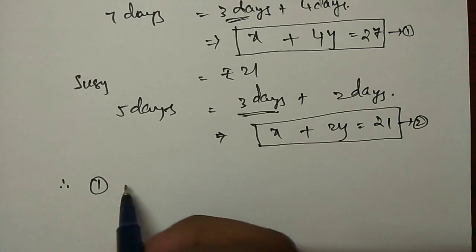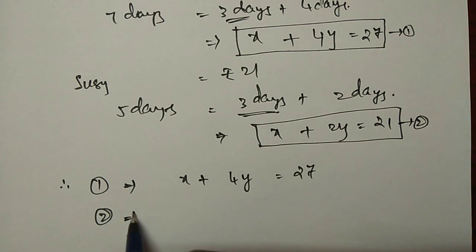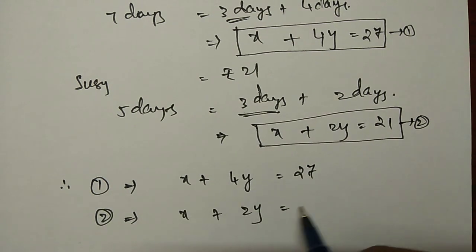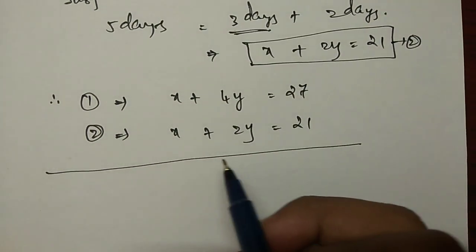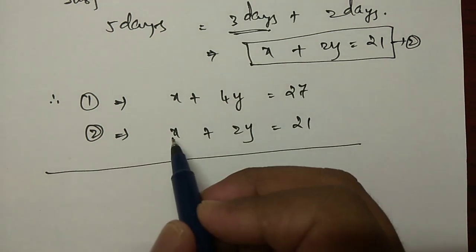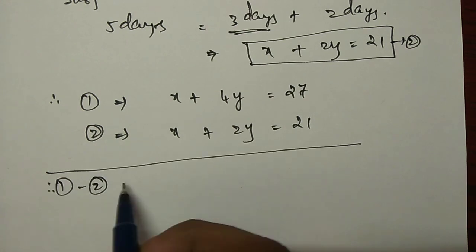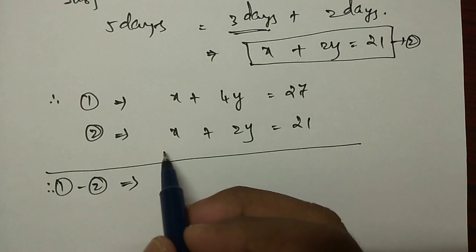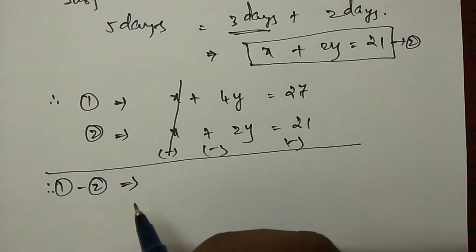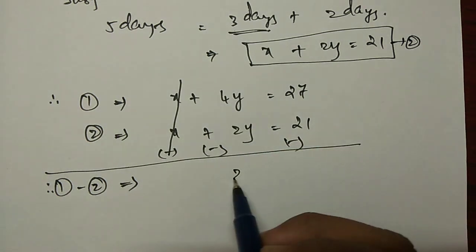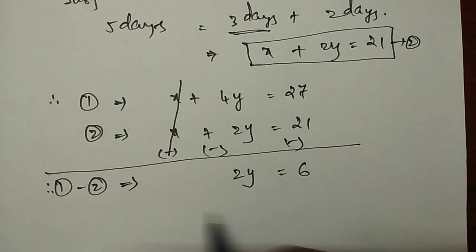Therefore 1 implies x plus 4y equal to 27. 2 implies x plus 2y equal to 21. Using the elimination method, solve these equations. The x coefficients are the same with the same sign, so we should subtract. So 1 minus 2 implies, while subtracting, change the signs of the second expression. Plus x minus x is 0. 4y minus 2y is 2y, equal to 27 minus 21 is 6.